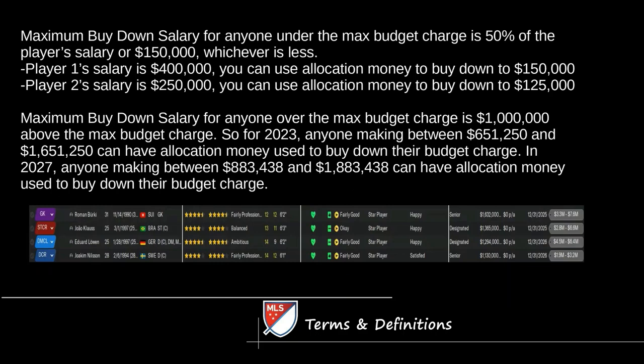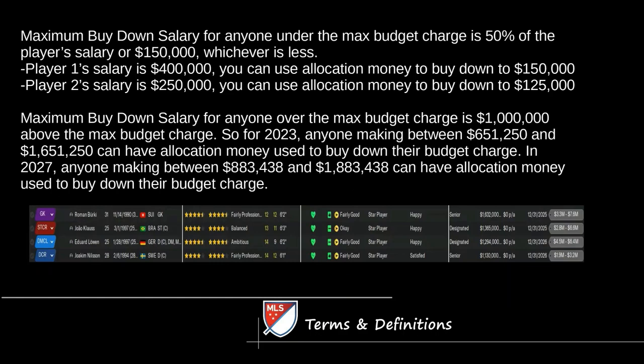Now, I want to make a note here. You do not have to buy down player salaries to the 50% or $150,000 mark. You don't have to. If you're $100,000 over your cap, you can just buy down $100,000 and you're good to go. Okay? You don't have to, but this is if you choose to do so. That's the max you can do it at.